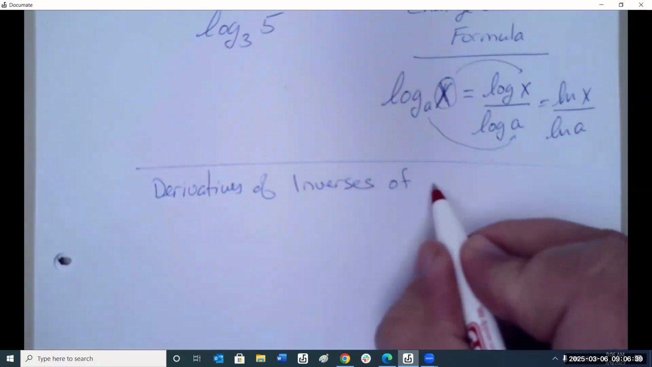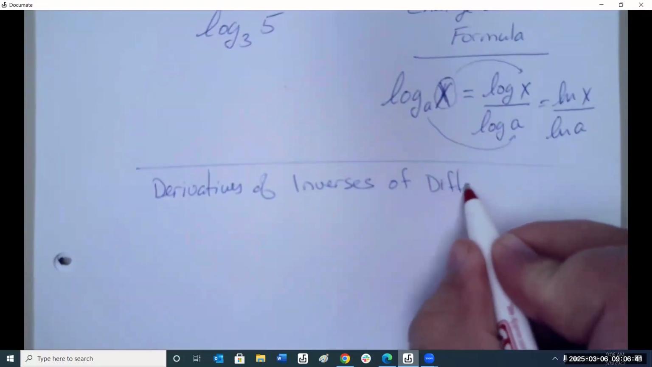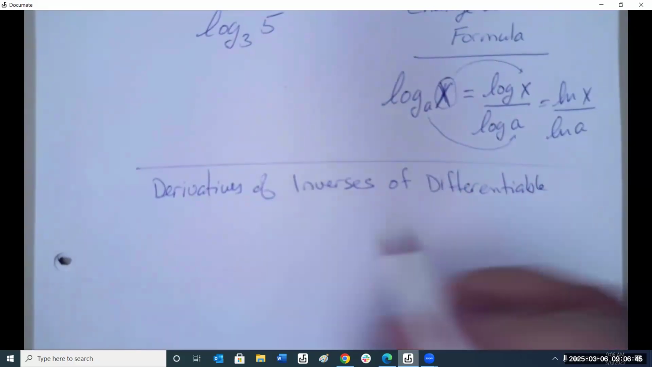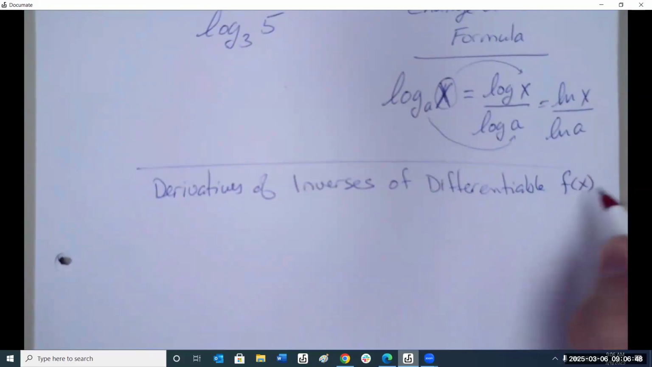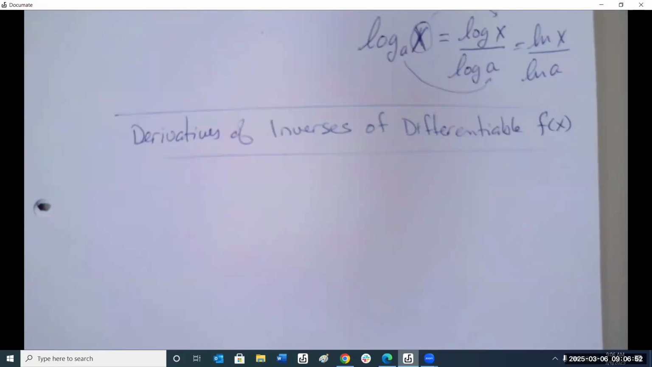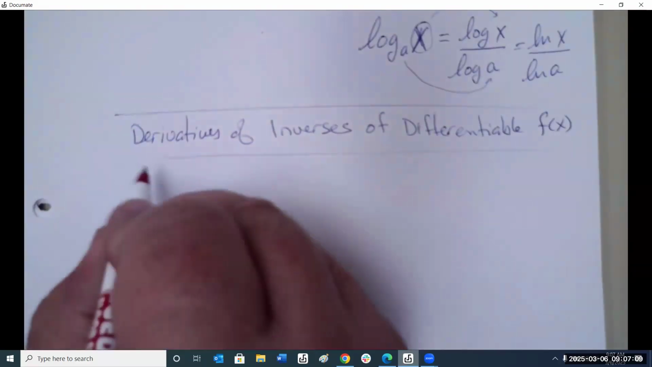Derivatives of inverses of differentiable functions. This is important. The function has to be differentiable on the domain in order for it to have an inverse. If it does have an inverse, it's also a continuous function, which means you can find the derivative of the inverse function. So let's look at this example.